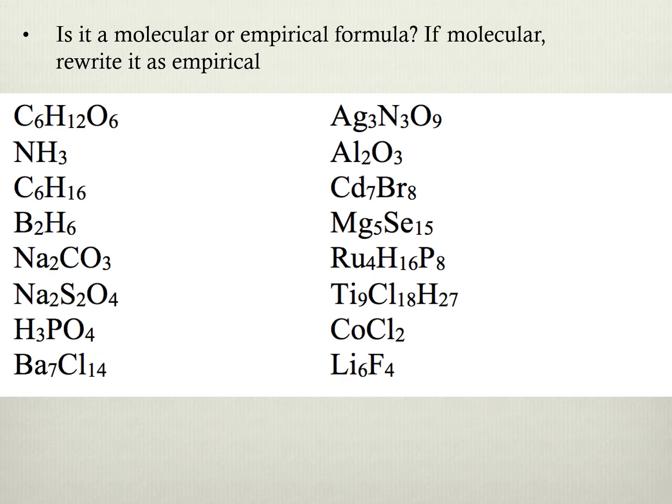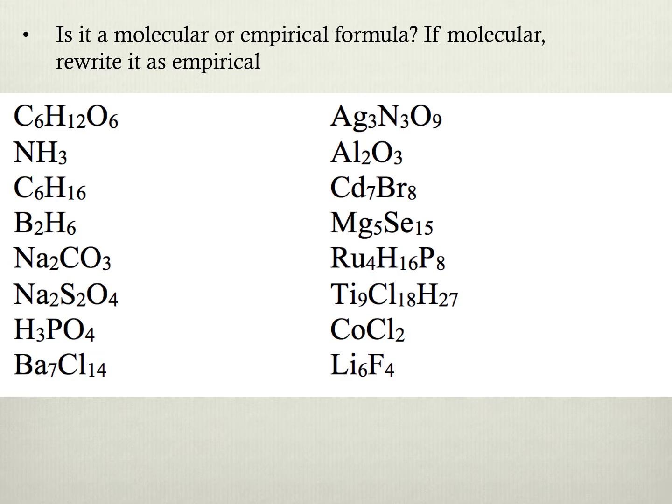This page here, we're just going to try to identify what type of formula we have. Is it molecular? Is it empirical? If you look at a formula and the numbers in it could be reduced, it's molecular. It's telling you the exact recipe for that molecule. If the numbers are already reduced and you can't simplify it any further, then that's empirical. It's showing you the basic ratio.